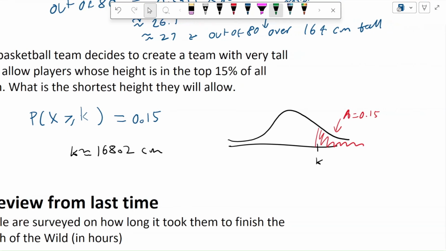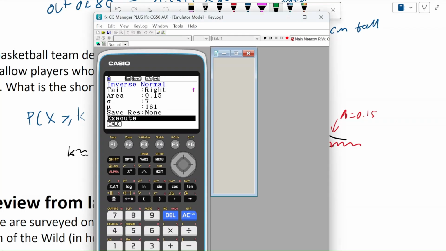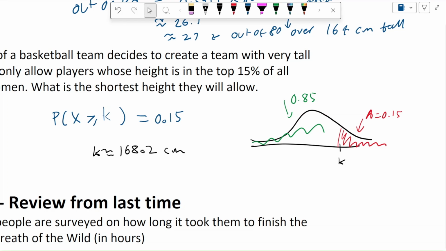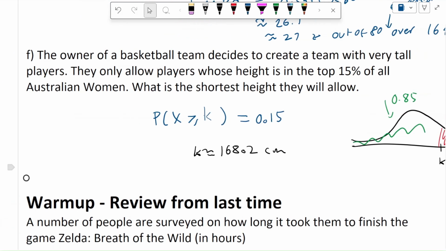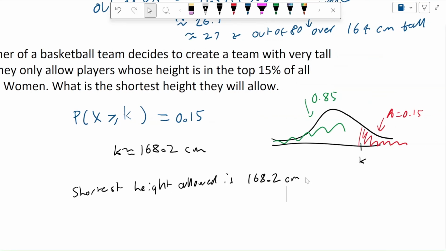By the way, in case you're curious, the area back here would actually be 0.85. So if I did this question using a left tail and 0.85 there, I should get the same answer, which I do. I'd encourage you to think about why these areas have to add up to 1. Cool, so K is 168.2, and we could give this as a sentence answer. The shortest height allowed into the basketball team is 168.2 centimeters. Not the best strategy for making a basketball team, but anyone higher than that number will be in the top 15% of heights.